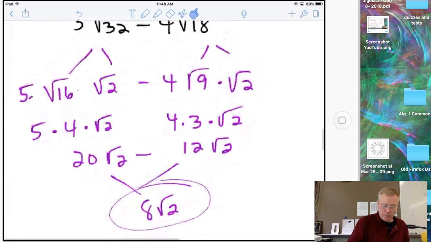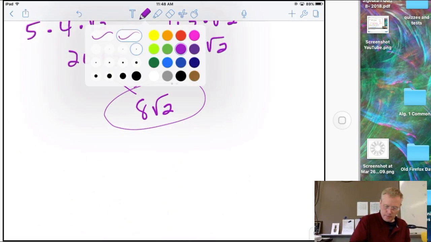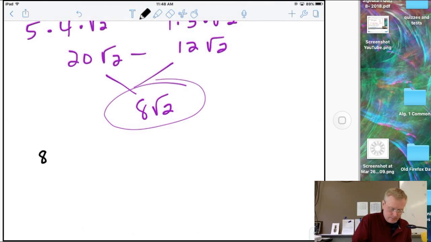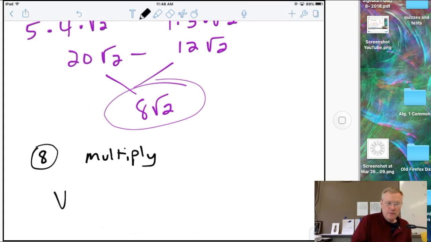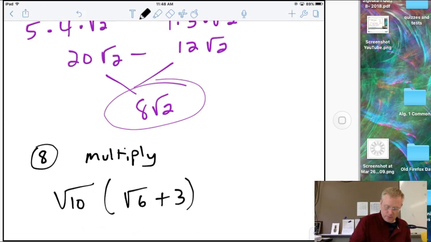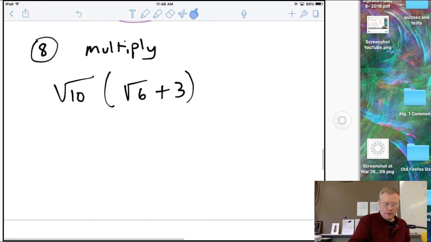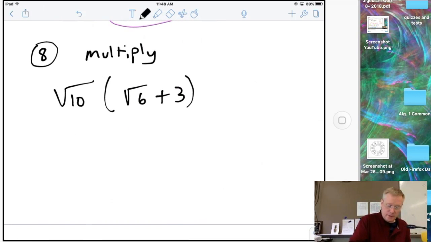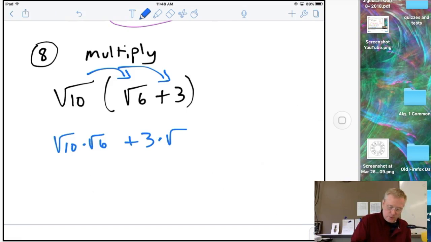All right, next, I'm going to show you how to multiply a little bit. Number 8. Suppose I got the square root of 10 times square root of 6 plus 3. Okay, so this is actually distributive property, all right? So I'm going to take that square root of 10, and I'm going to multiply it times the square root of 6 and 3. So square root of 10 times the square root of 6 plus 3 times the square root of 10. Okay, so that's how I'm starting.